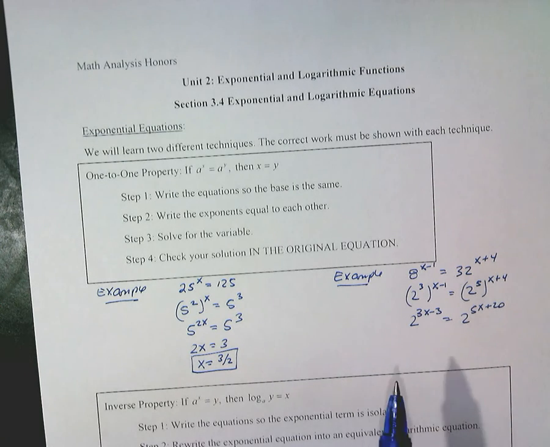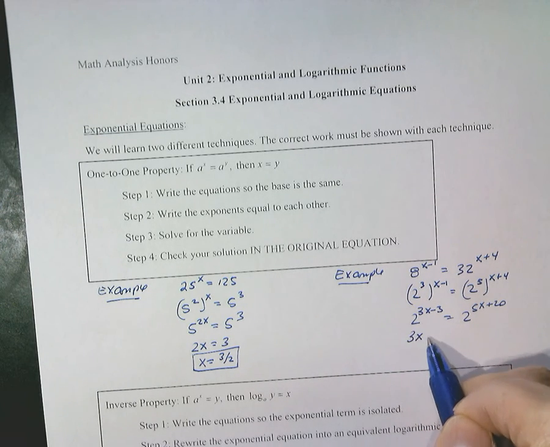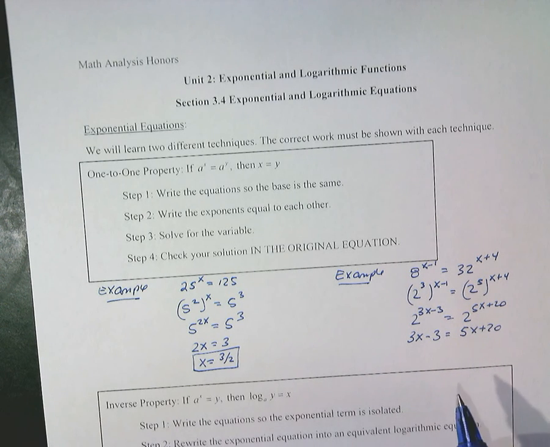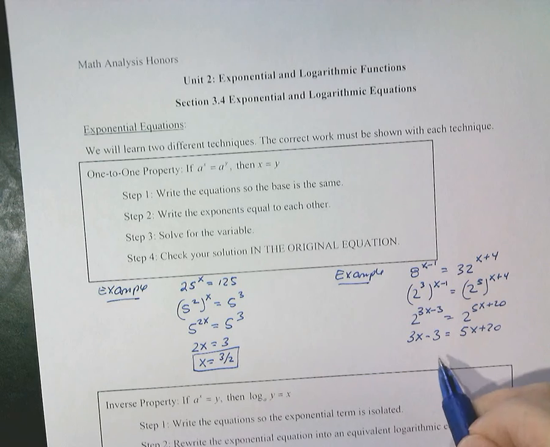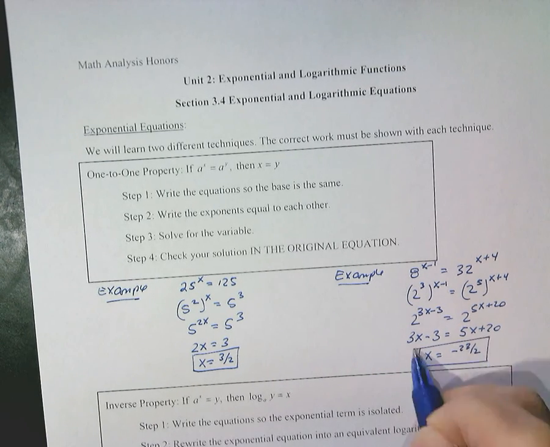And be careful at this step, because even though I know you know how to multiply, this is typically the step that students make the mistake at, and they just forget to distribute. Now that the bases are the same, I know my exponents have to be equal. And I get x is equal to negative 23 over 2. And I would check that.